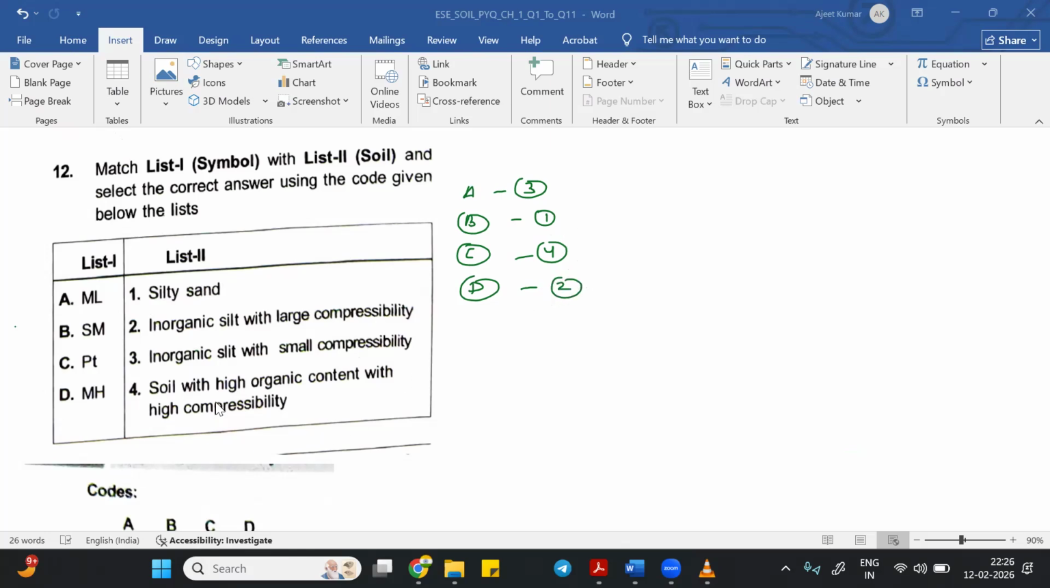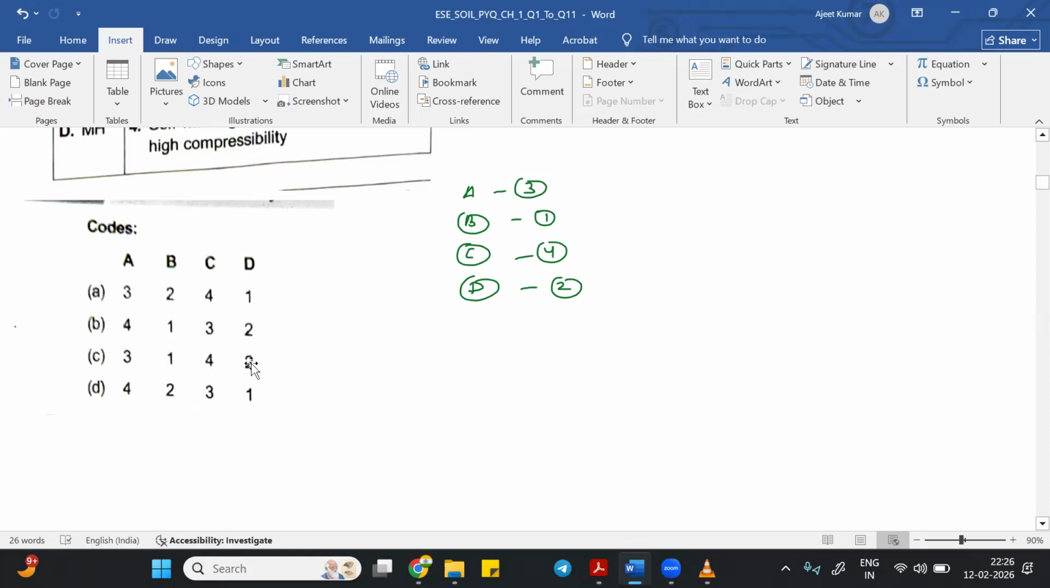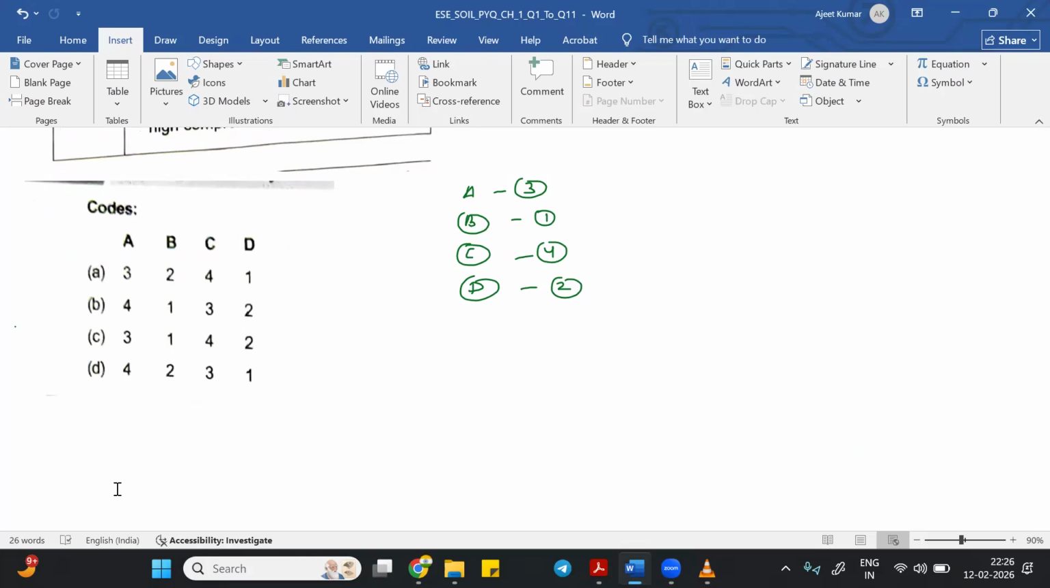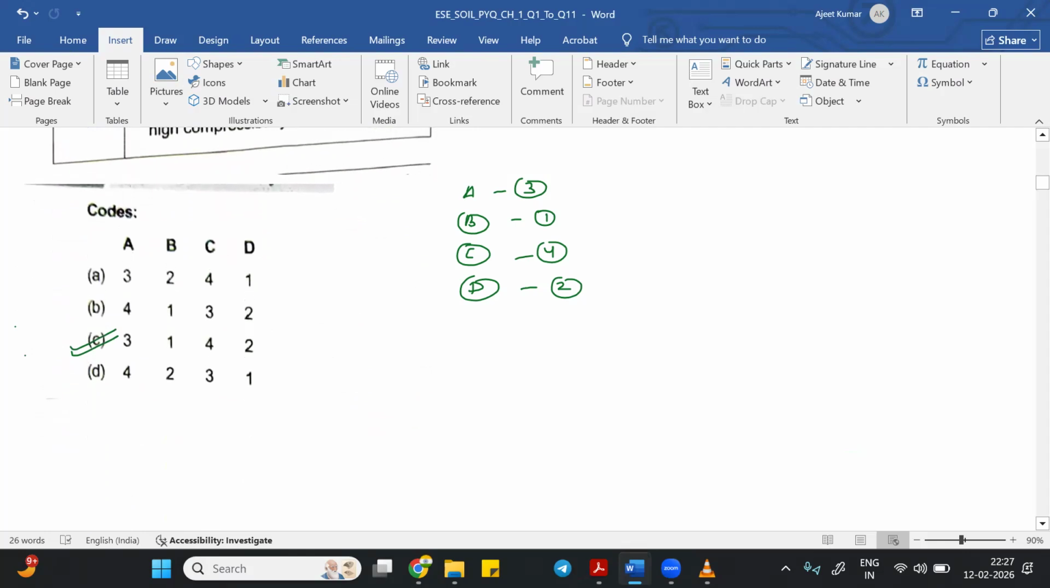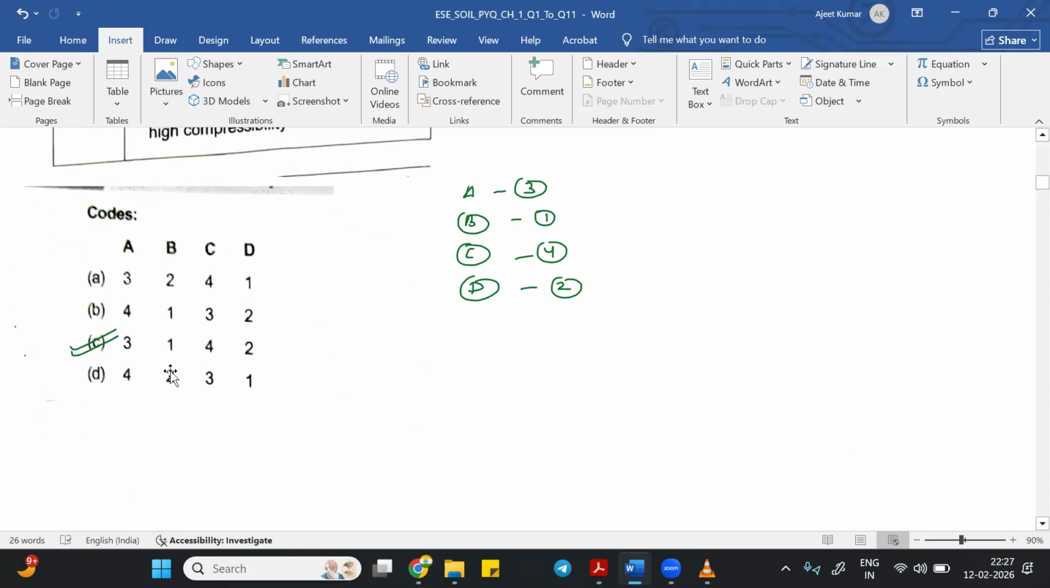So 3, 1, 4, 2. C will be the answer for question 12.